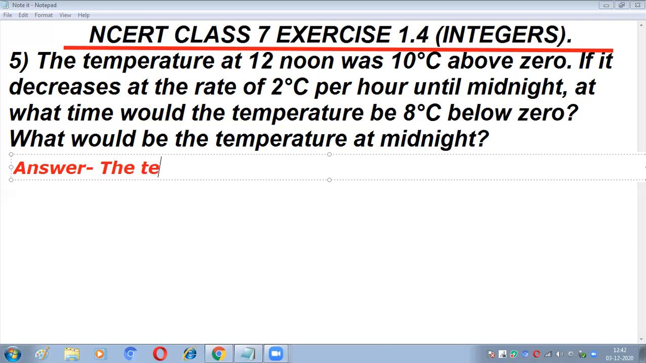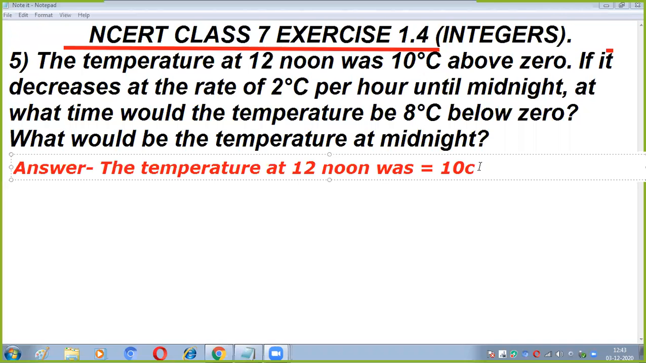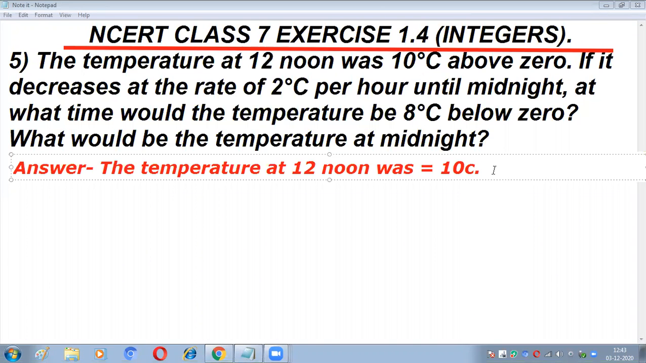The temperature at 12 noon was equal to 10 degrees Celsius. I'm not putting the sign of degree because here there is no sign of degree. Okay, so now let's do the second step.